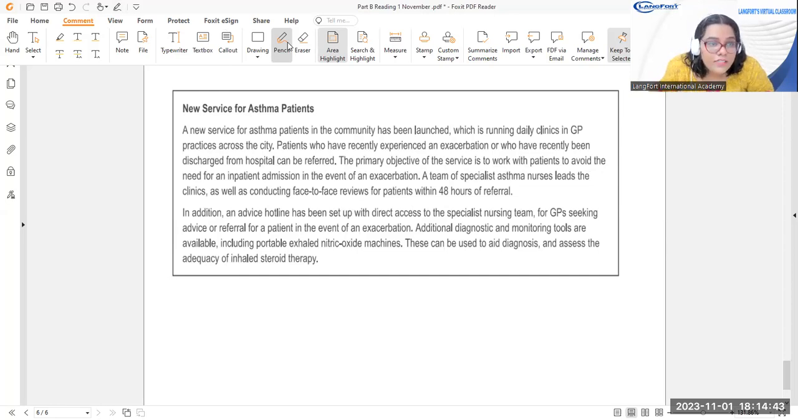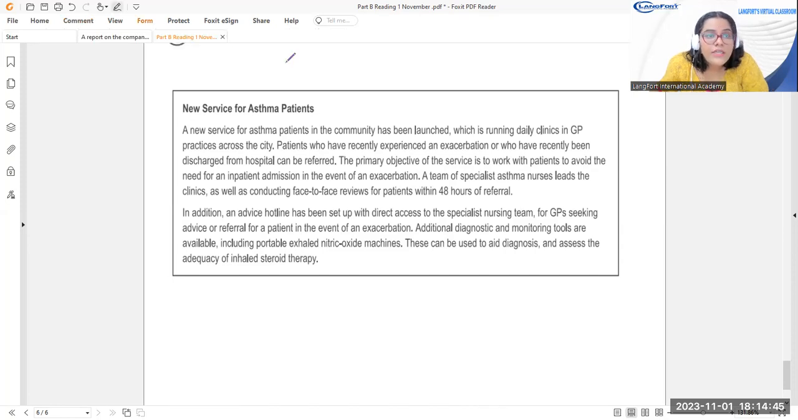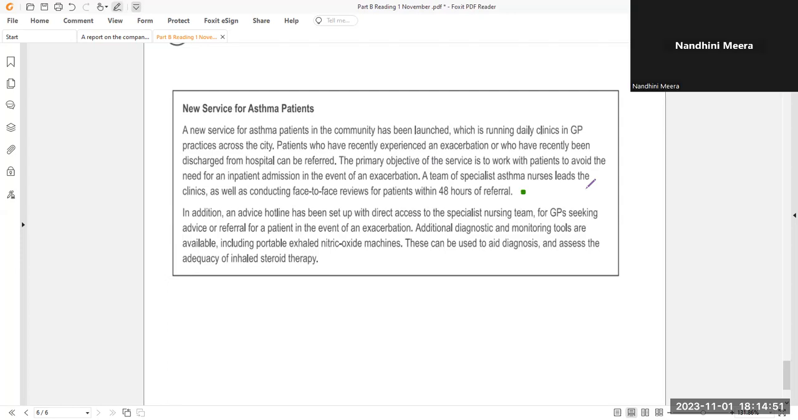Okay, let's go through it. This is the final extract. I need your full attention. So, Nandini, can you read the heading till here for me, please? Yes, ma'am. New service for asthma patients.